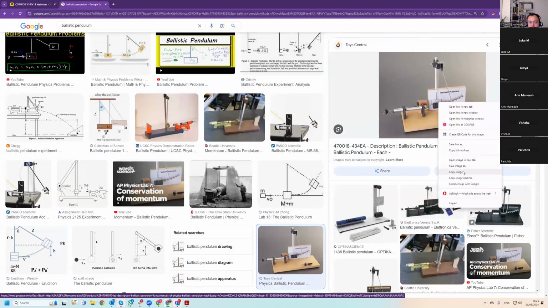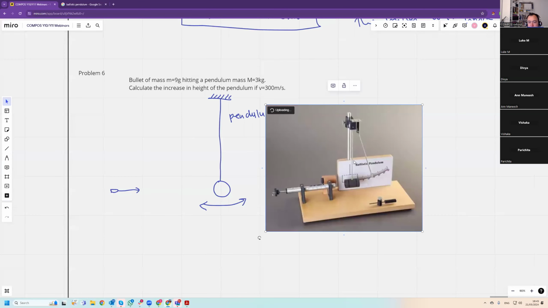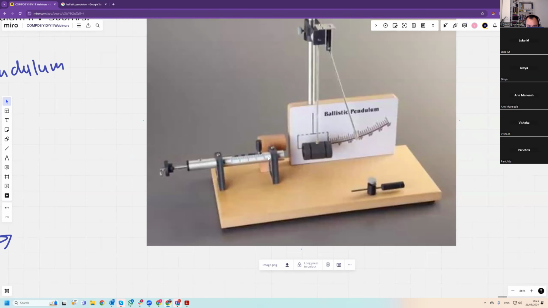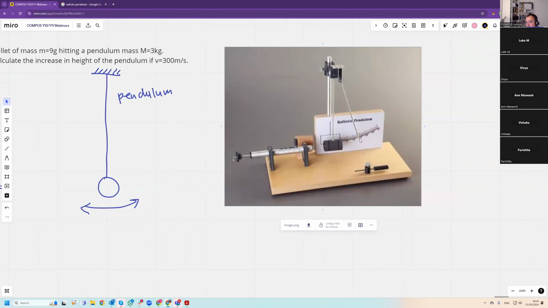This is like a model. So you shoot a pellet. In this particular case, you shoot a pellet. It gets stuck in the pendulum, and then it deflects at a certain angle. And I think this thing is designed to stop at the maximum angle. So it has some friction, and it allows you to see the maximum angle. Okay.